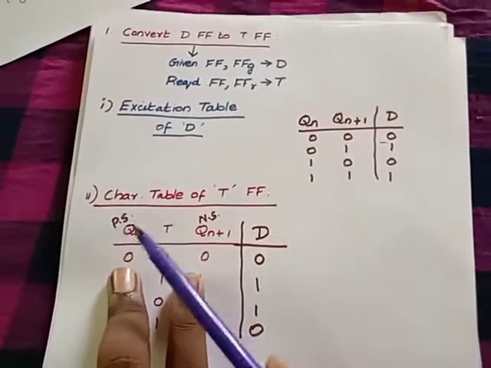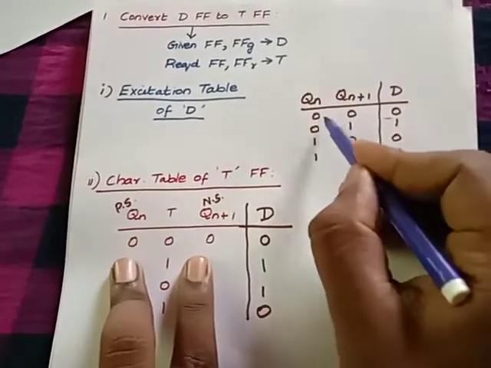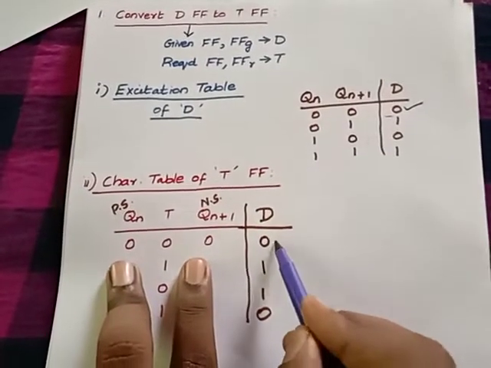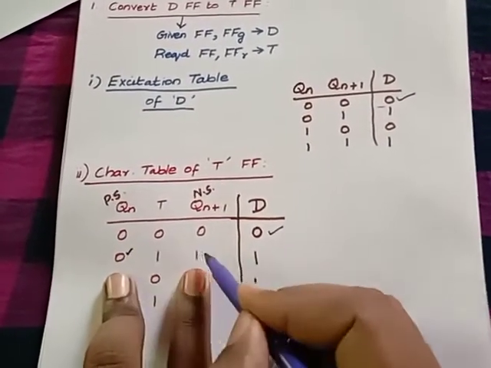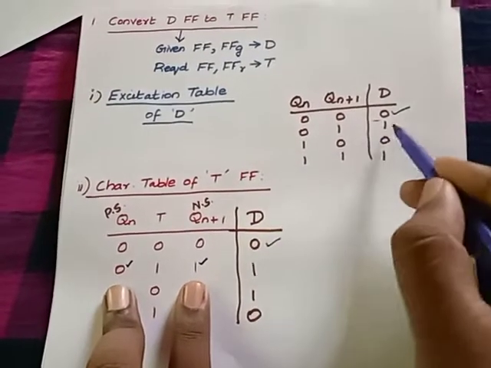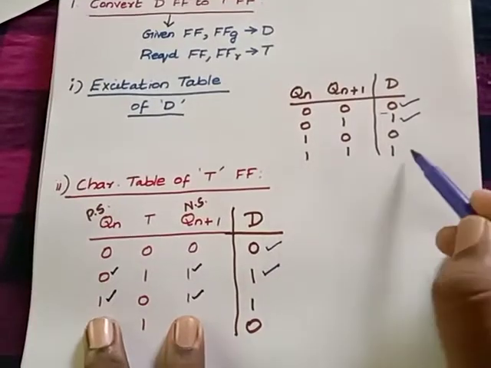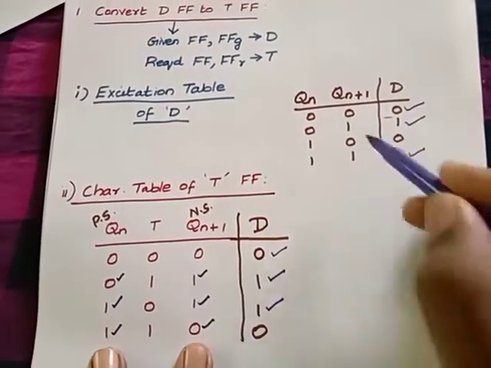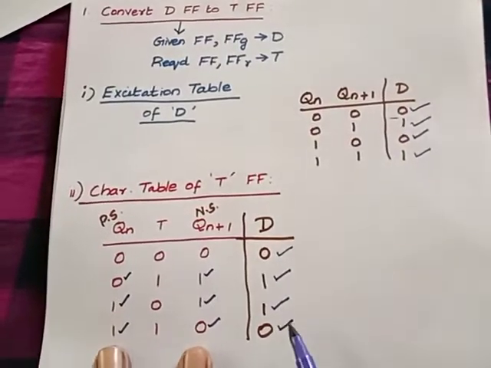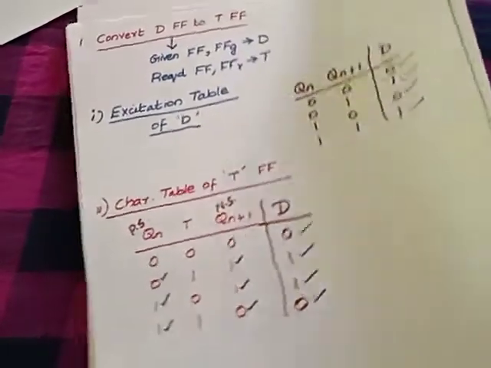Now have your fingers like this. If it is 0 0, for 0 0, it is 0. So I am filling it 0 here. For 0, I am just putting a tick mark. For 0 1, here it is 1. So I am writing 1 here. For 1 1, the answer is 1. I'm writing 1 here. For 1 0 it is 0, so I'm writing 0 here. Now this is your overall characteristic table of your T flip-flop.